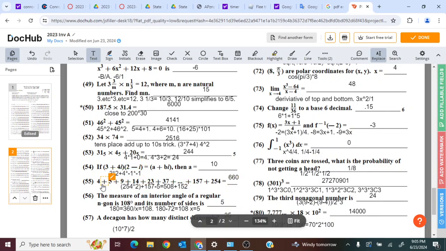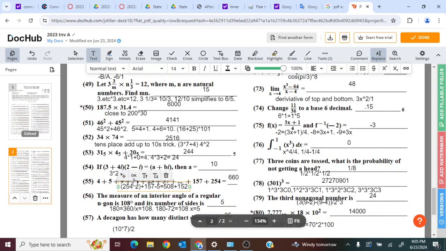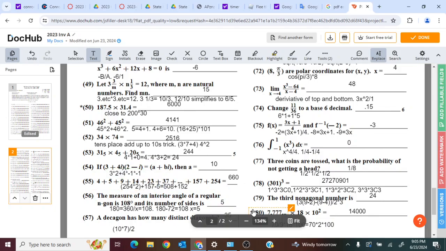Sum of Fibonacci, this is a Fibonacci series. What you do is 2 times this value plus 1 times that minus that. So you just do that. This is 508. And then I'd like to do the 157 minus 5. So you just have 508 plus 152, which is pretty easy to do in your head, 660.